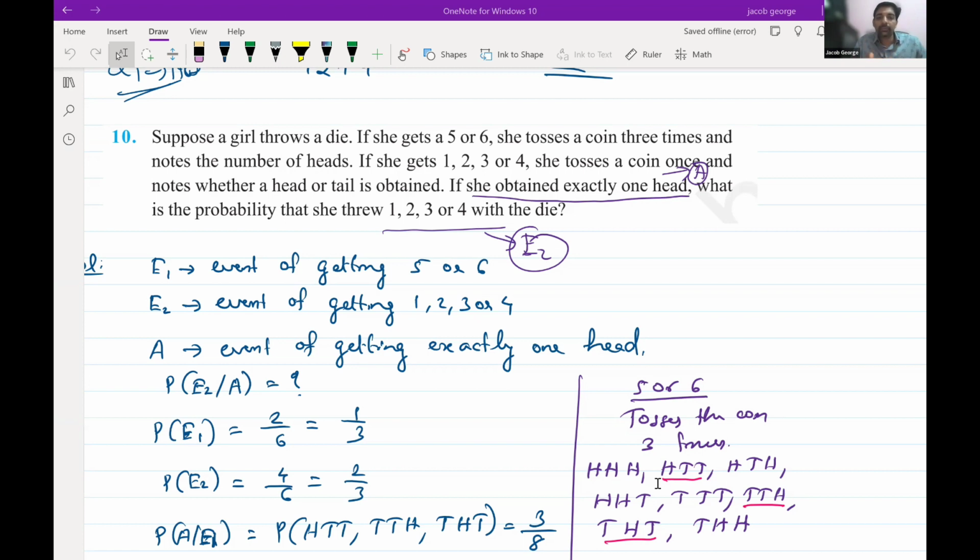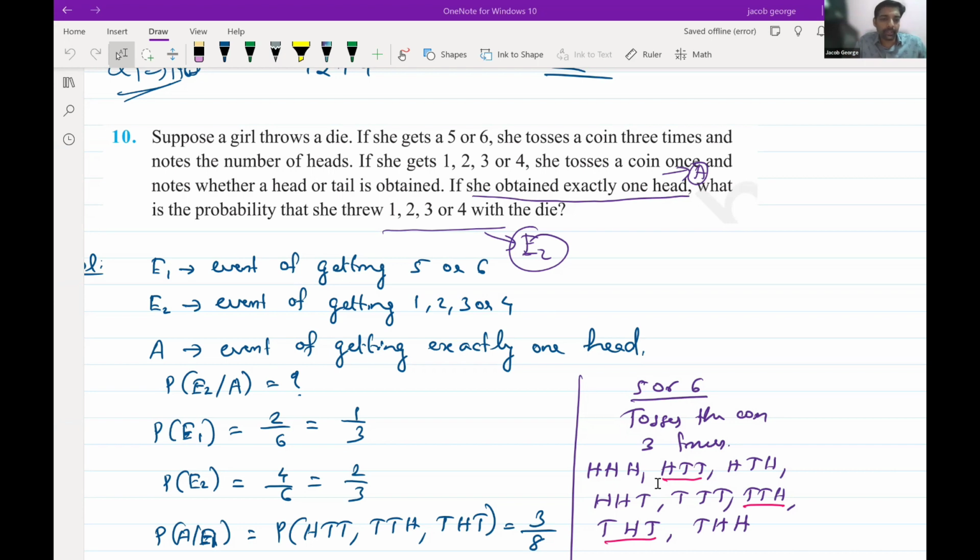E1 is getting 5 or 6. When we throw a die, total 6 outcomes are there. 5 or 6 means 2. So, it is 2 by 6, that is 1 by 3. Clear? P of E2 means getting 1, 2, 3 or 4. That means 4 outcomes out of 6. So, that is 4 by 6 or 2 by 3. Okay. Next, P of A given E1.